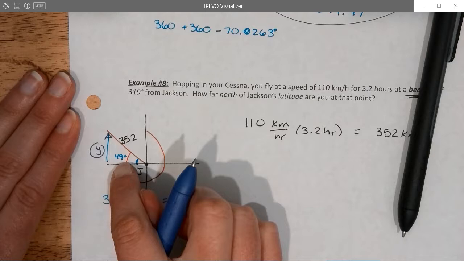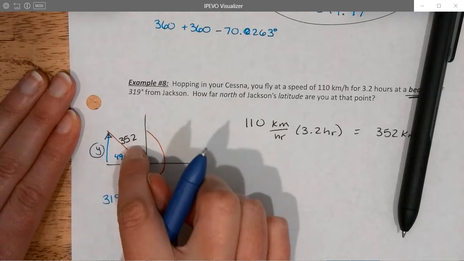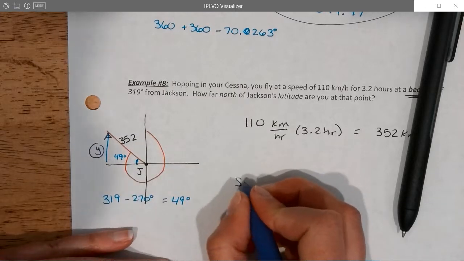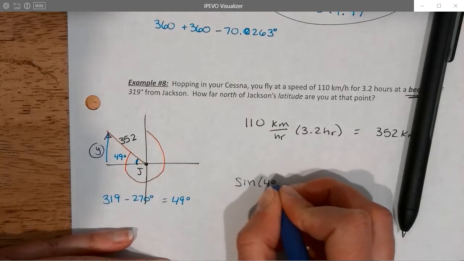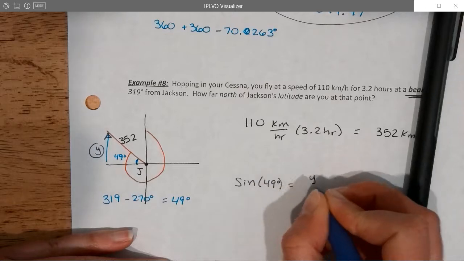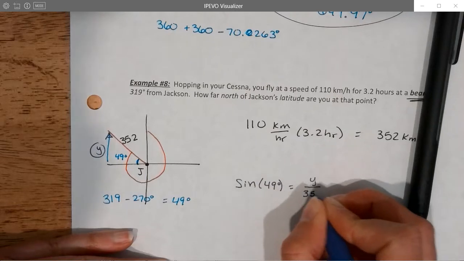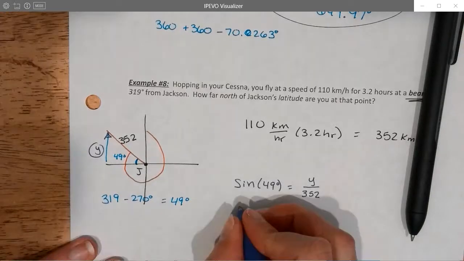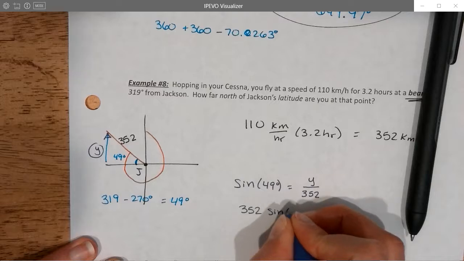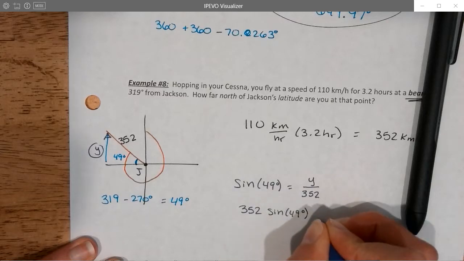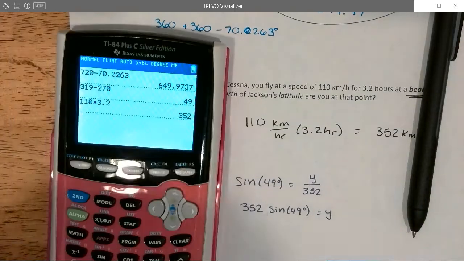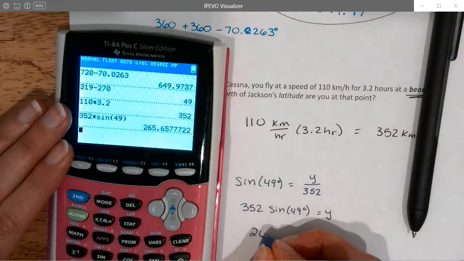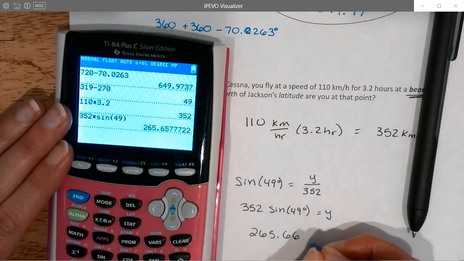With this reference angle and the knowledge of the hypotenuse, I can find that using sine for opposite over hypotenuse. So I know that the sine of the reference angle, 49 degrees, is going to be equal to the ratio of y divided by 352. So I can multiply 352 times the sine of 49 degrees to get y. I can do this in my calculator for decimals. I have my calculator handy. So 352 times the sine of 49 degrees gives me 265.66 kilometers for y.